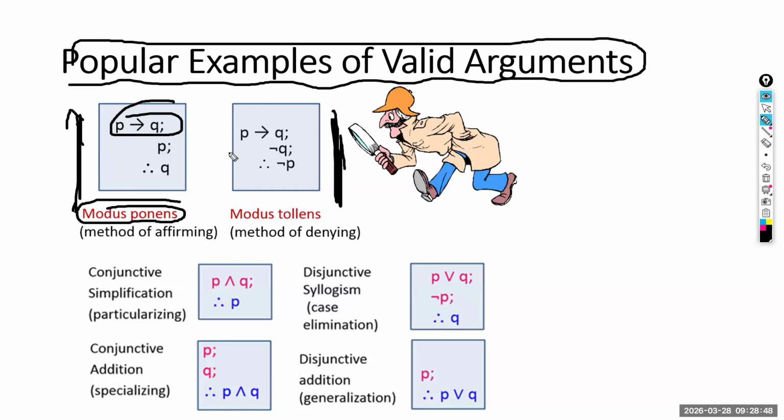So this is a valid argument. P implies Q. Q has not happened. Therefore P has not happened. Do you get it intuitively?